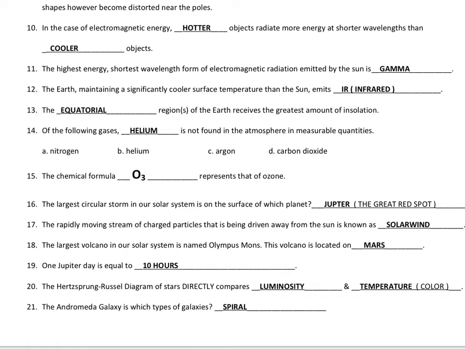In the case of electromagnetic energy, hotter objects radiate more energy at shorter wavelengths than cooler objects. Remember, the gamma rays are going to be your shortest wavelength, highest energy, and radio waves are going to be your longest wavelength or lowest energy. And color comes back into that idea.